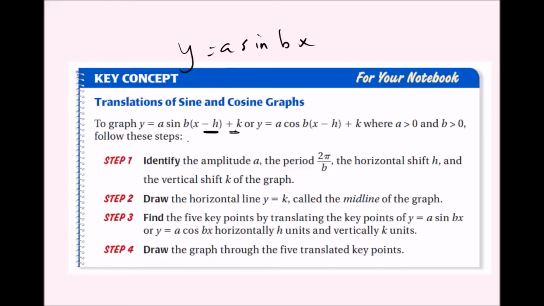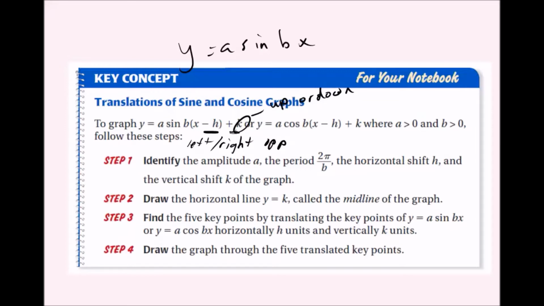Remember, the minus h is always the horizontal shift, so left and right, and it's going to be opposite. And the plus k is always going to be up or down, and that's going to be not opposite. It's just going to be whatever it says. So it's exactly the same as what we did before.